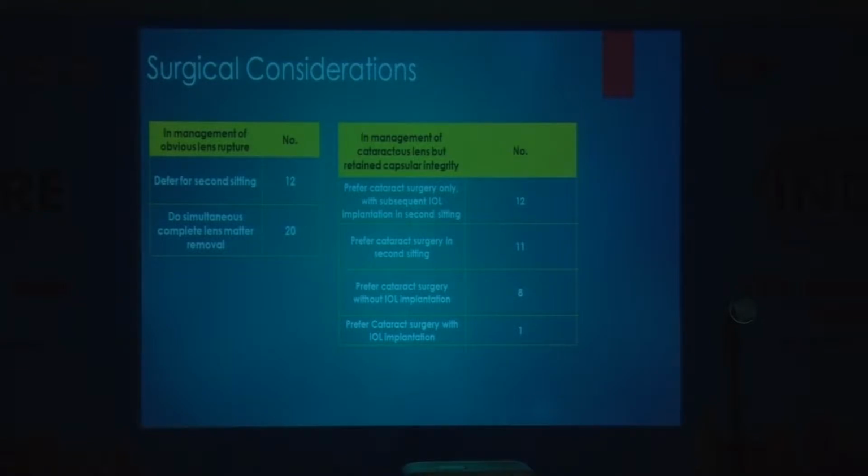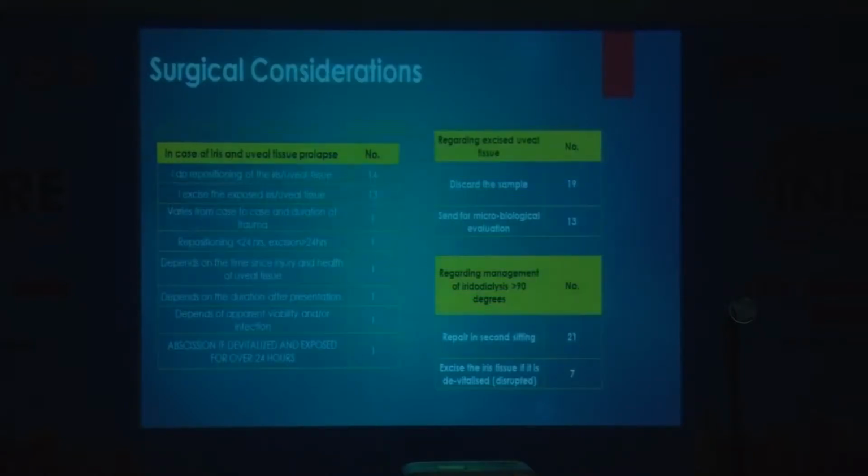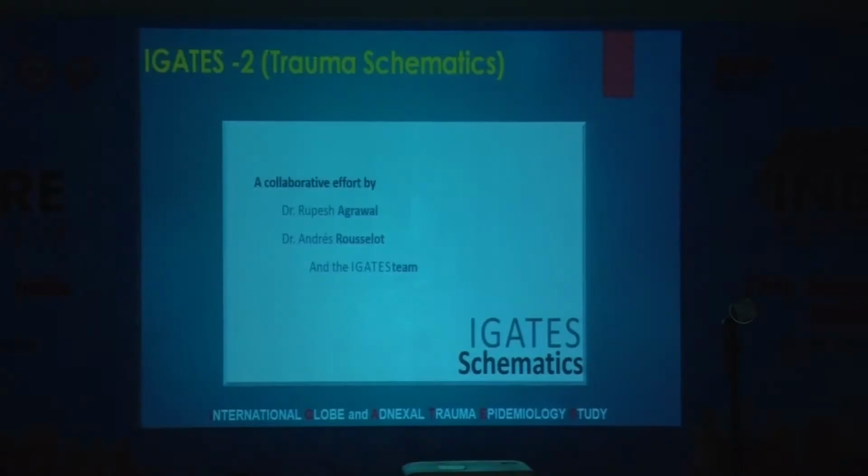In surgical considerations about traumatic cataract, there is a distribution of 12 and 20. Some people do it in a primary sitting and some in a secondary sitting. And for intraocular lens insertion there are also various thinking. In case of iris and uveal tissue, it is 50-50, either the iris was reposited or excised and discarded, and in case of iridodialysis, in 21 centers repair was done in a second sitting.